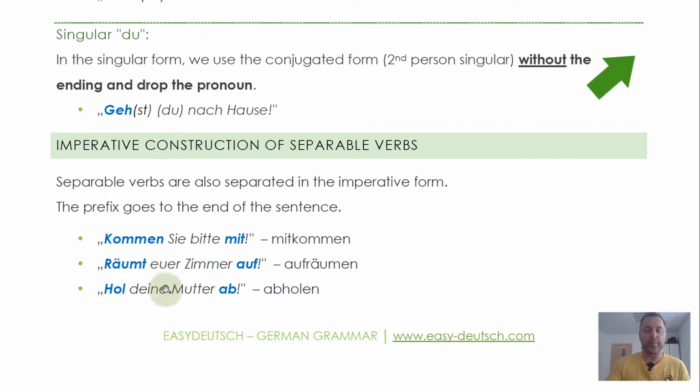If a verb is separable, we still separate it in imperative. The only thing that changes, again, is the word order. Everything else is the same. Kommen Sie bitte mit instead of Sie kommen mit.